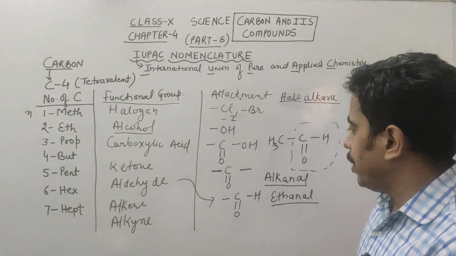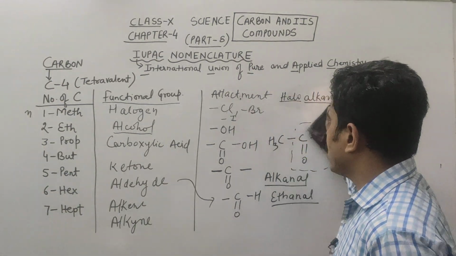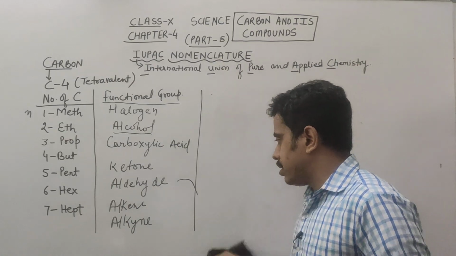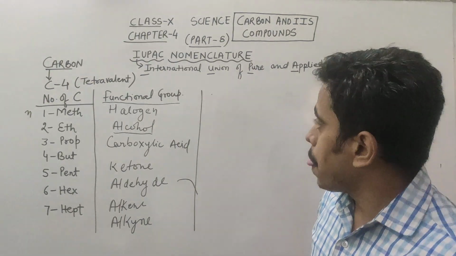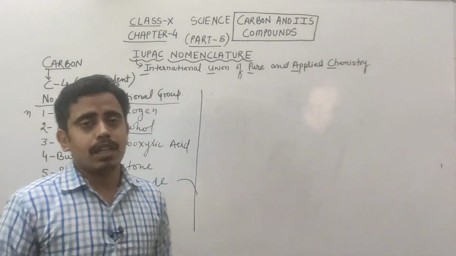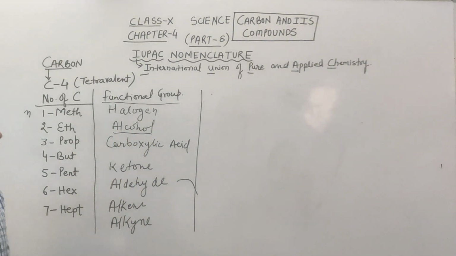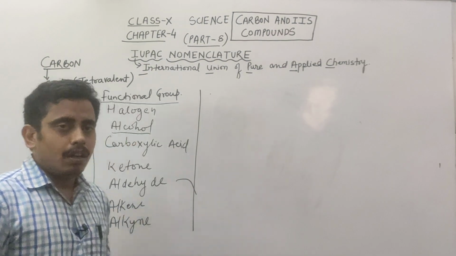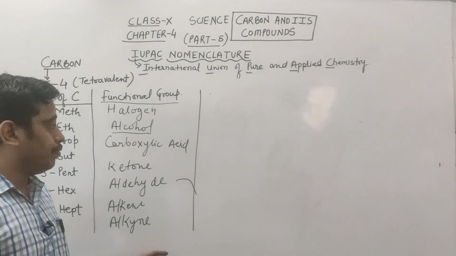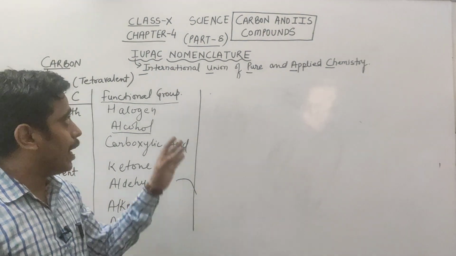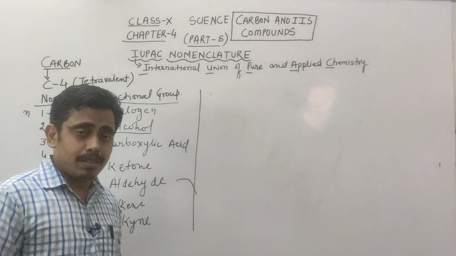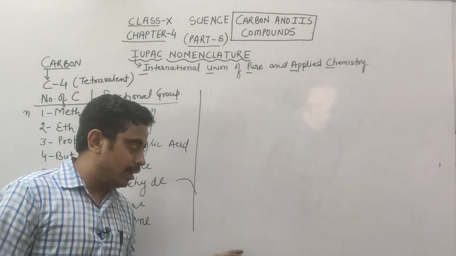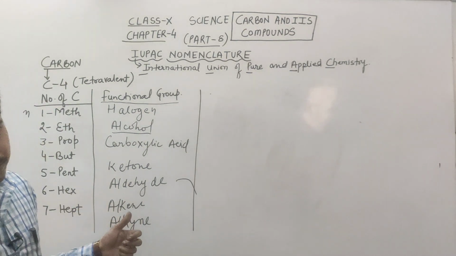We have seen the naming of double bonds and triple bonds also. So this is how we have completed the naming of the carbon compounds. This is how the IUPAC naming of carbon compounds is done. I hope you all have understood it well and learned it well from this video. Okay, thank you.